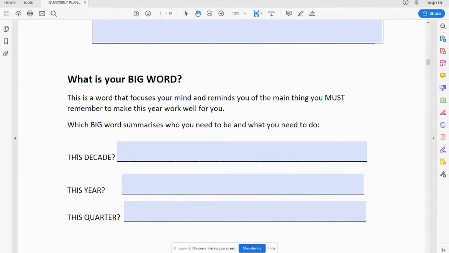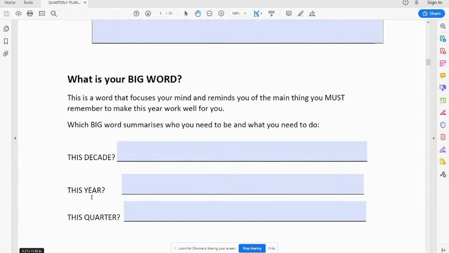And then I love to do this, your big word. A big word is a good thing to have to help you, like an umbrella statement of what you're going to achieve, what you'd like your life and business to achieve. You might want to go for the next decade. We're just starting the 2020s. As I do this, what's your big word for the decade? For the year, what's your big word for this year?